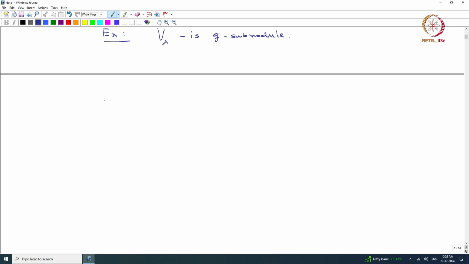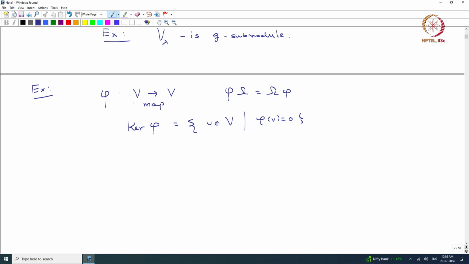For example, if I have some other operator phi defined from V to V, assume that phi and omega commute. Then if you take the kernel of phi, which is those vectors v in V such that phi of v is 0, then you can see that this kernel of phi becomes a G submodule. So this is just a map, a C map. Okay, this must be a G module map.